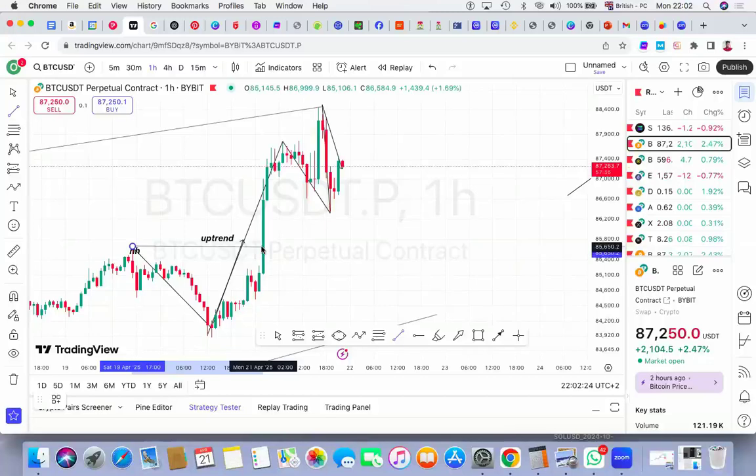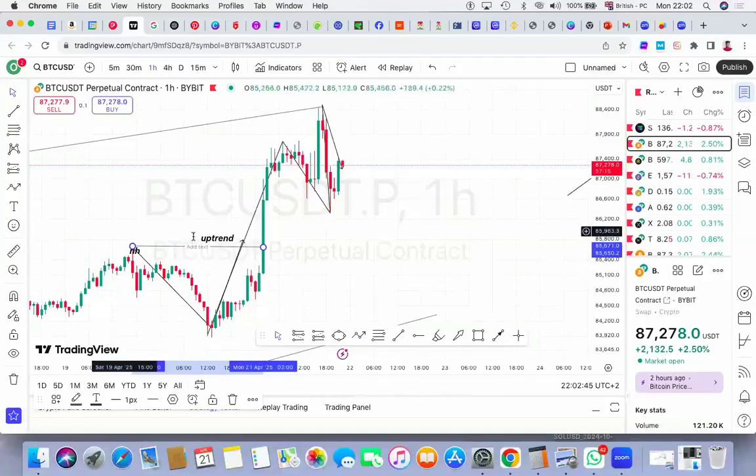So when it got to this price, which is around 85,681 dollars, the market broke. So we call this a break of structure. The market broke this high and created a new high, which is this here. So now we can say a higher high.